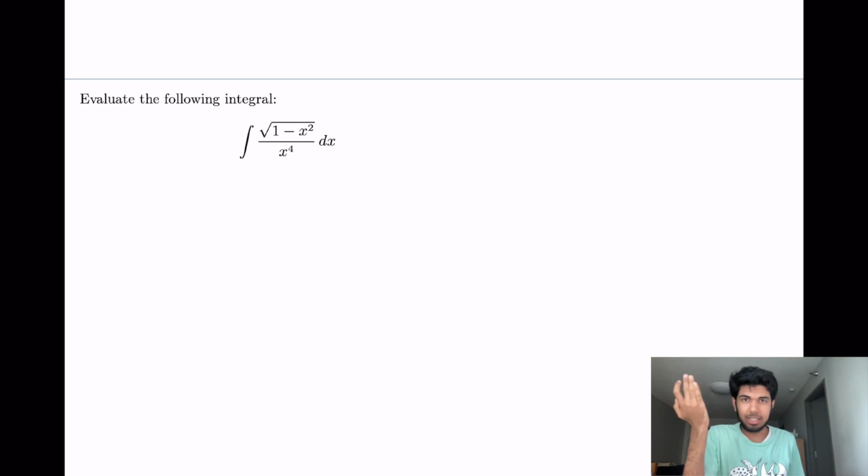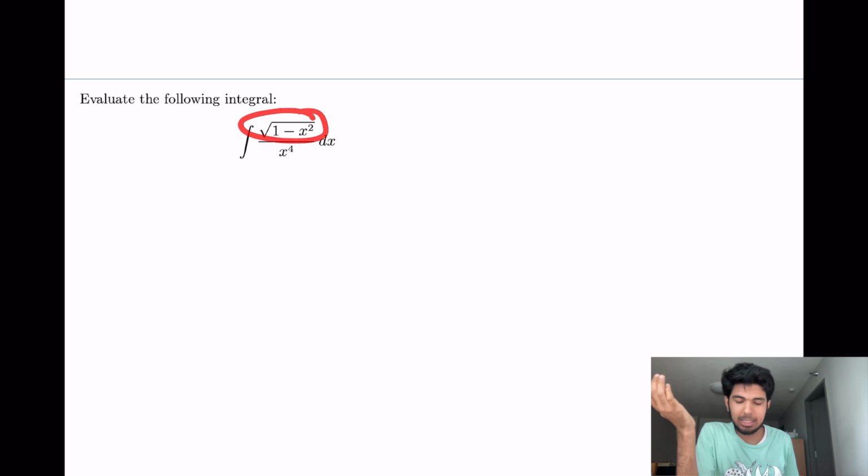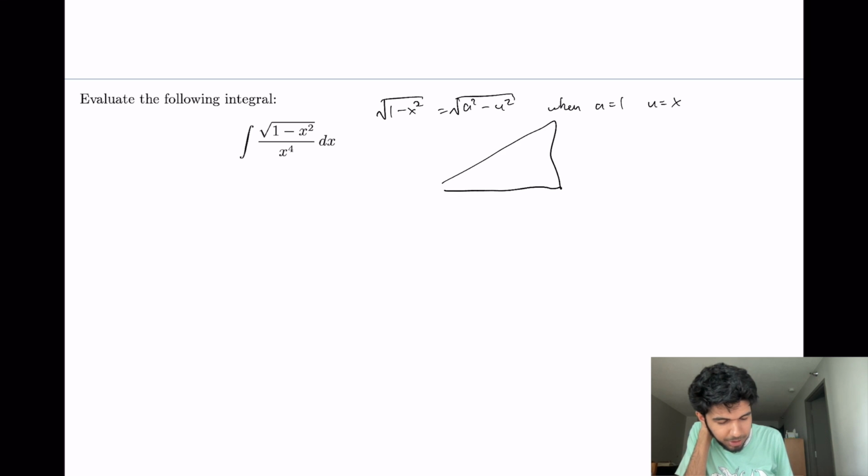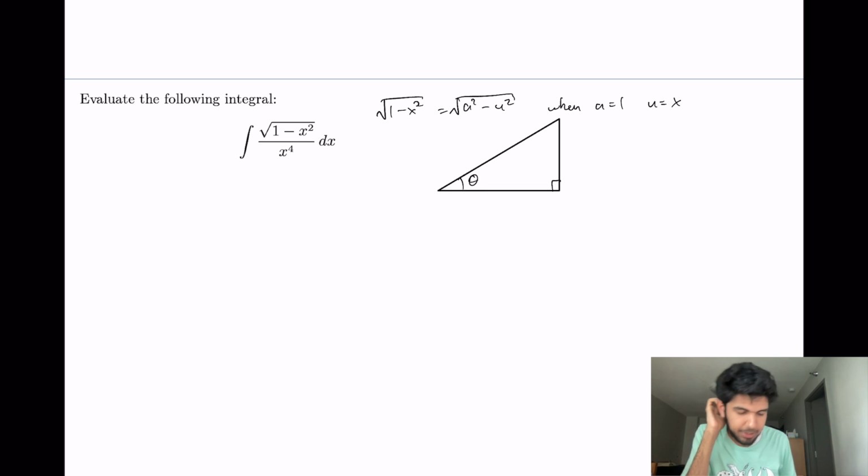So now we're starting to think trig substitution, and it's a good idea because we see that this is of the form a squared minus u squared, right? The square root of 1 minus x squared is equal to the square root of a squared minus u squared when a equals 1 and u equals x. As always, we can draw our triangle here. That's a right triangle, throw in a theta. And then we have to be creative with how we're placing our side lengths.